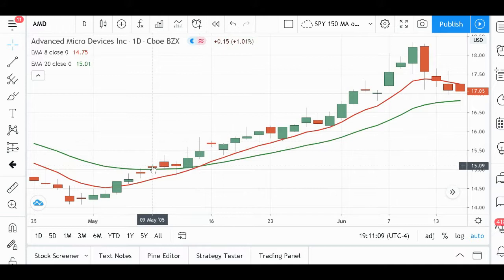So I started watching here. I didn't go long yet. I didn't buy yet, but I started considering it. Now you're going to look for something else. You're going to look for a bullish engulfing pattern. It's a two candlestick pattern where the top of the body is higher than the top of the previous candle's body, and the bottom of the body is lower than the bottom of the previous candle's body.